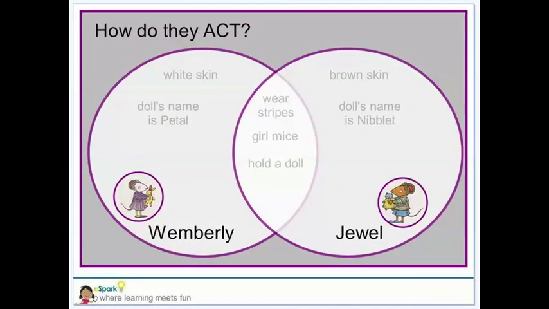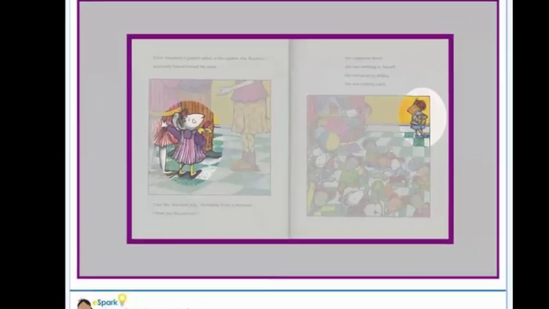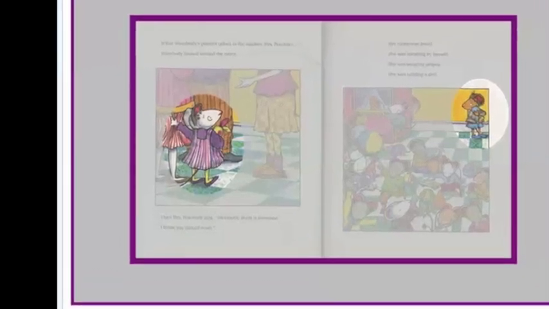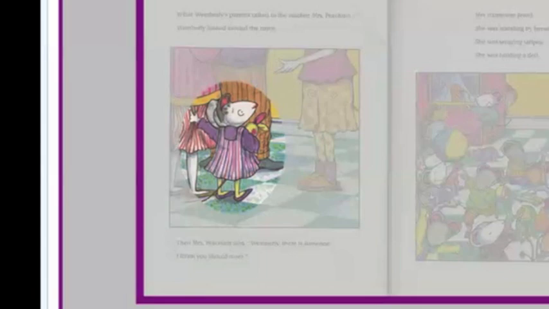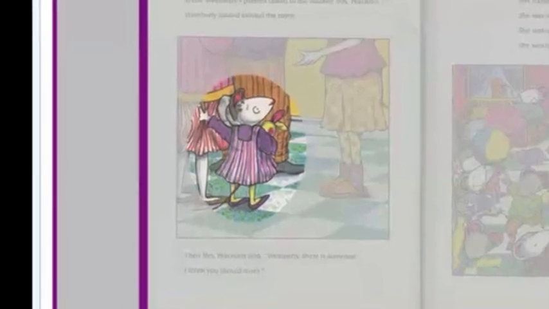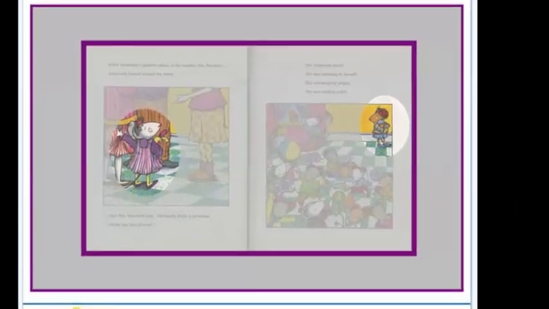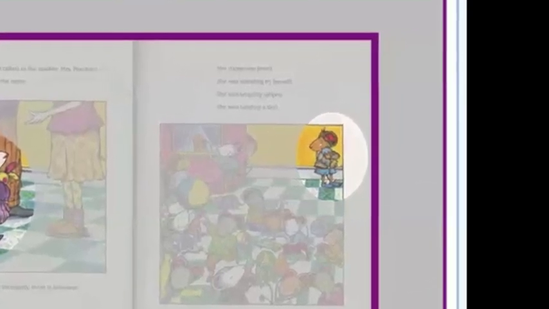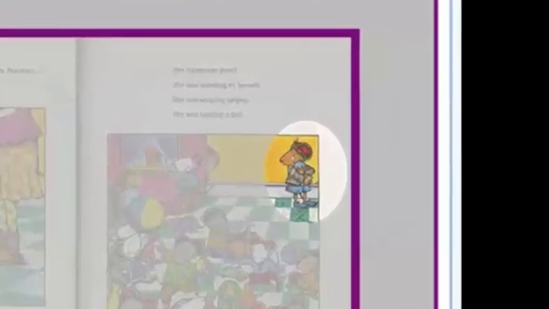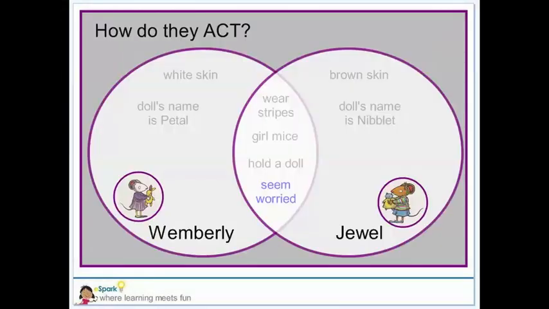Now let's think about how the two characters act in the story, or think about things that they do. I remember seeing the characters on these pages, and we know from the text that Wemberly is worried. We can see her holding onto her mom's dress. But do you see Jewel in the corner, holding onto her doll? Does she look like she could be worried too? I think both characters seem worried, so that would go in the middle of our diagram.